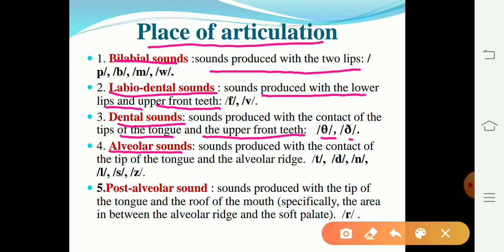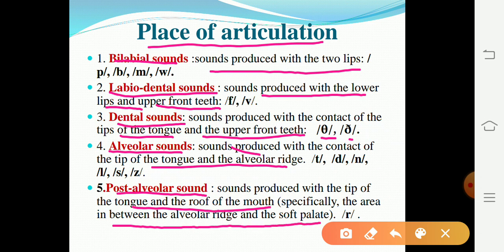Next come alveolar sounds, sounds produced with the contact of the tip of the tongue and the alveolar ridge. They are t, d, n, l, s and z sounds. Post-alveolar sounds are sounds produced with the tip of the tongue and the roof of the mouth, especially the area in between the alveolar ridge and the soft palate. That is the sound r.